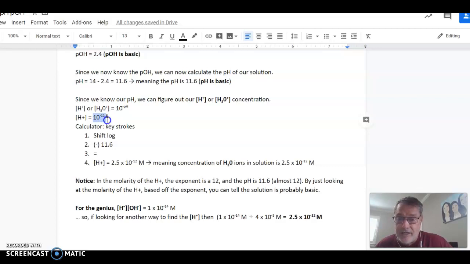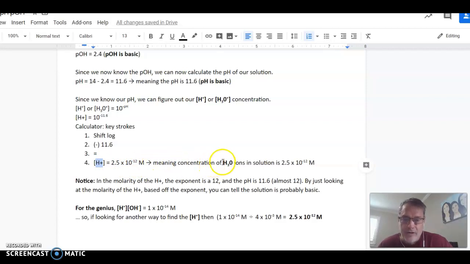Just get your calculator. This is a shift log. Negative 11.6 equals. You just have to go to your calculator and do this. So basically, it's 10 to the negative 11.6. And you should get 2.5 times 10 to the negative 12. All righty, so that's it. That's going to give us 2.5 times 10 to the negative 12.